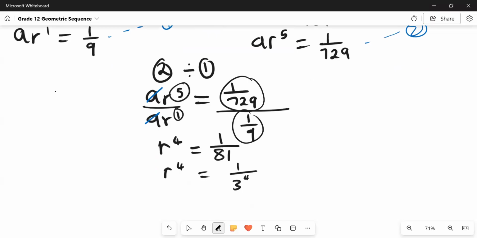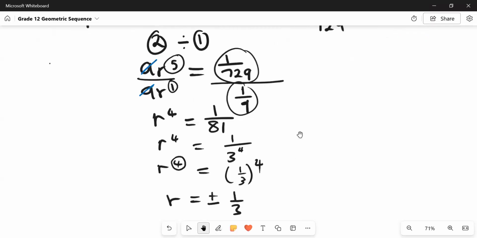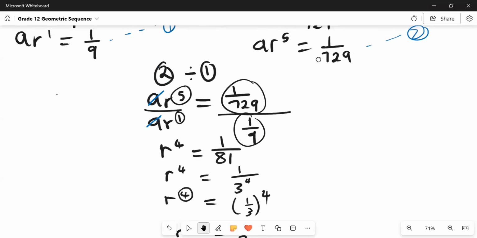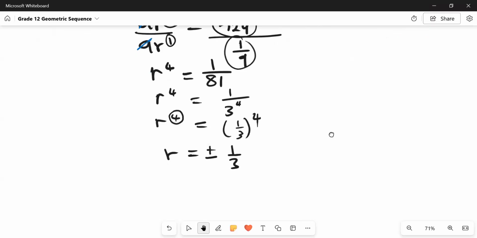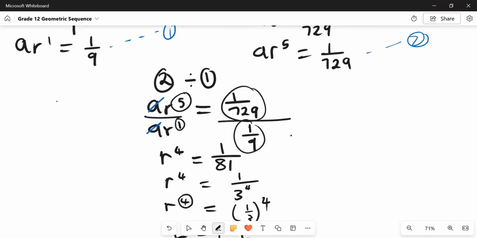And then you have your r to the power 4 equals 1 over 3 to the power 4. Then you drop down the bases now. So you'll have r equals, because this is an even number, then we introduce plus or minus, right? So now you have plus or minus 1 over 3. When you're done, r equals 1 over 3 as well as negative 1 over 3. Then take that equation 3, which is our r, and substitute it back into equation 1.